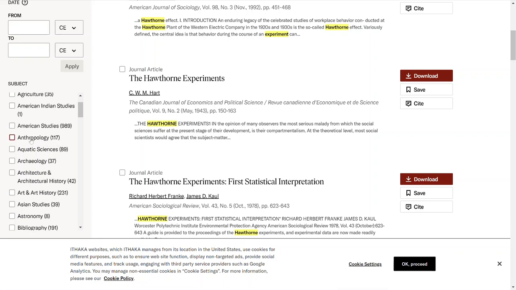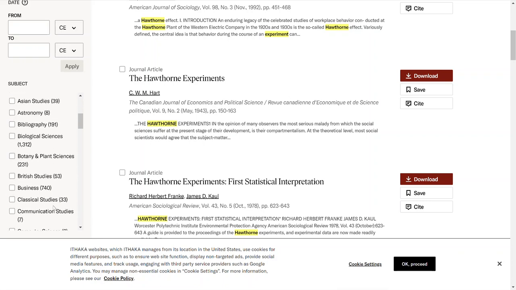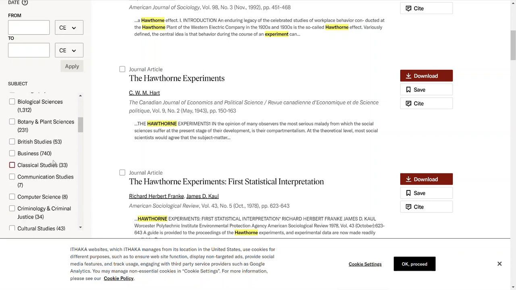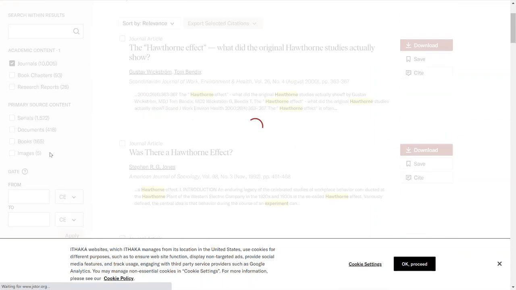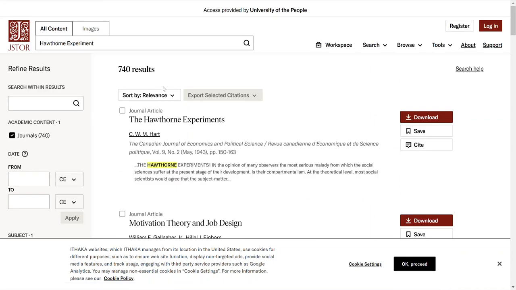Anthropological articles, 117. That might be aquatic sciences. If you're in that field, that would certainly be of interest. But let's go down here and look at some others. Look at business. This is a business or an MBA class, so I'm going to limit it to business, and it's going to reduce that 10,000 now down to 740 results.